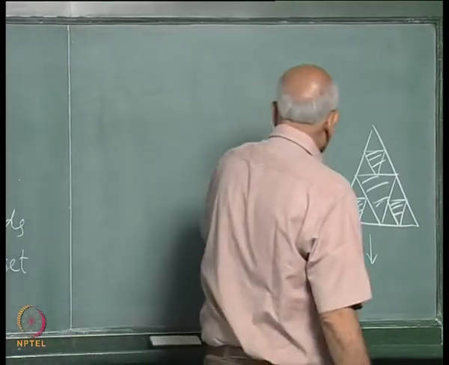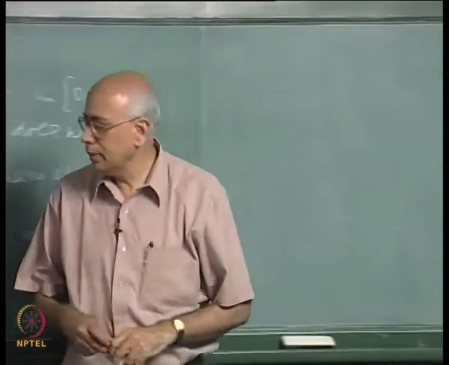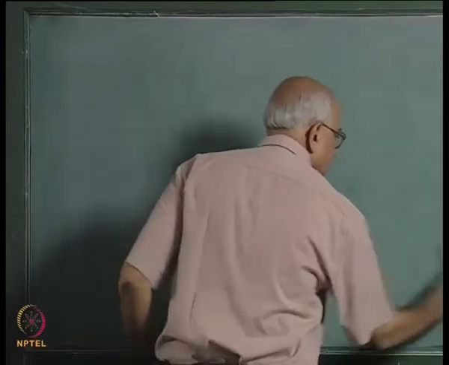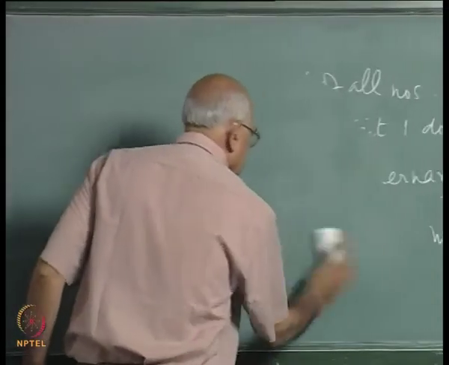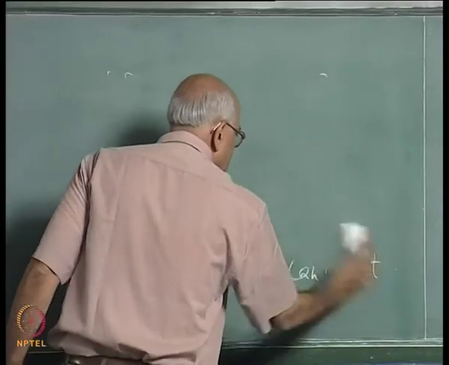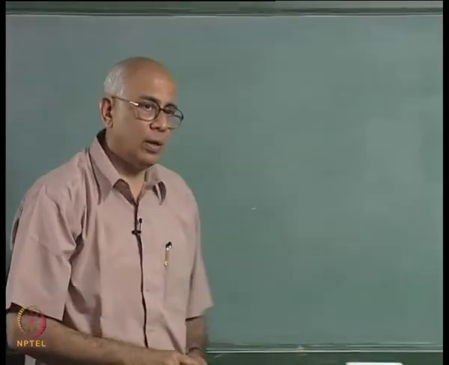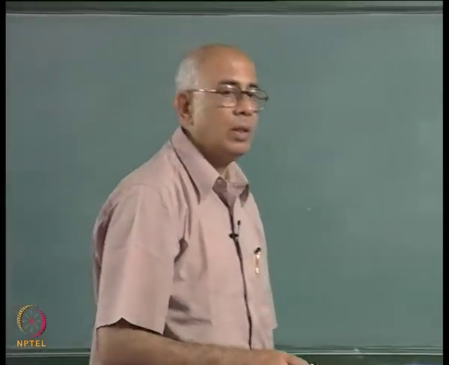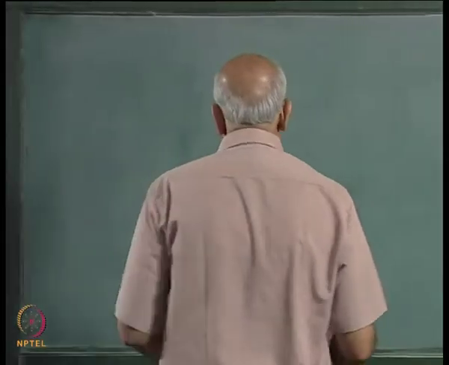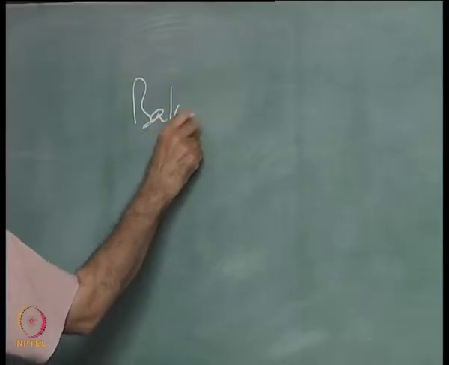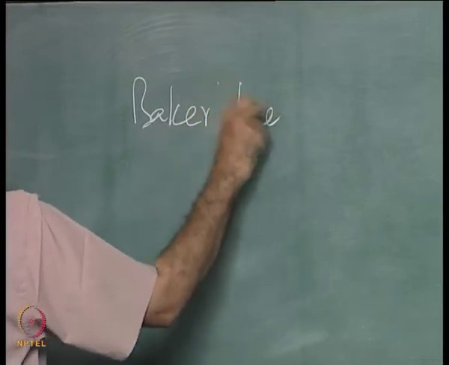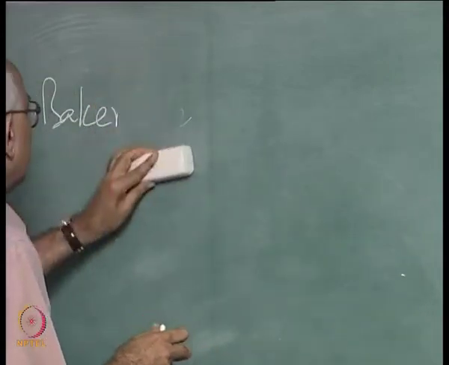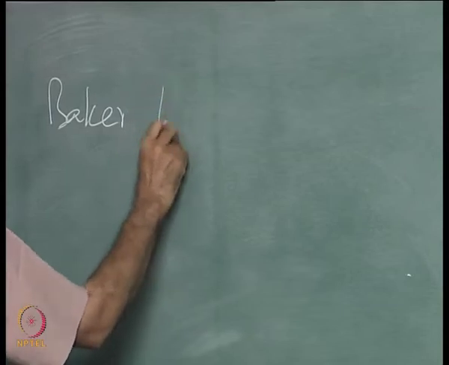Let me now introduce you to a two-dimensional map which has standard properties in the sense that it is hyperbolic, it displays chaos, and it gives you a little inkling of how this chaos arises. We already saw an example of a two-dimensional map. We saw the Baker transformation, which you recall was the Baker map.